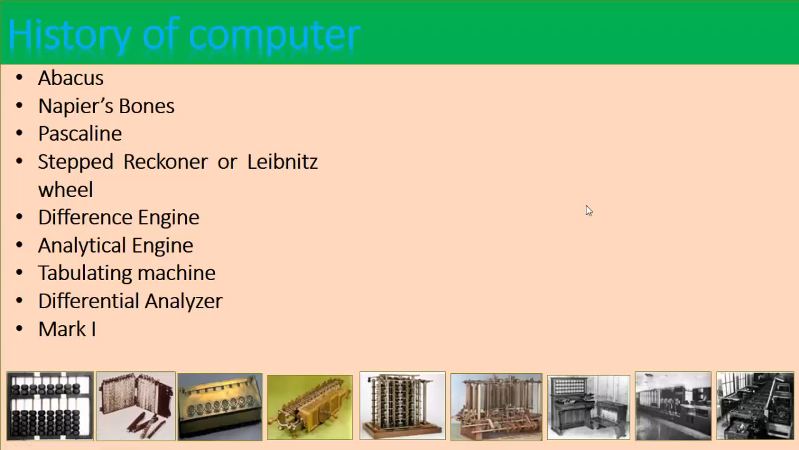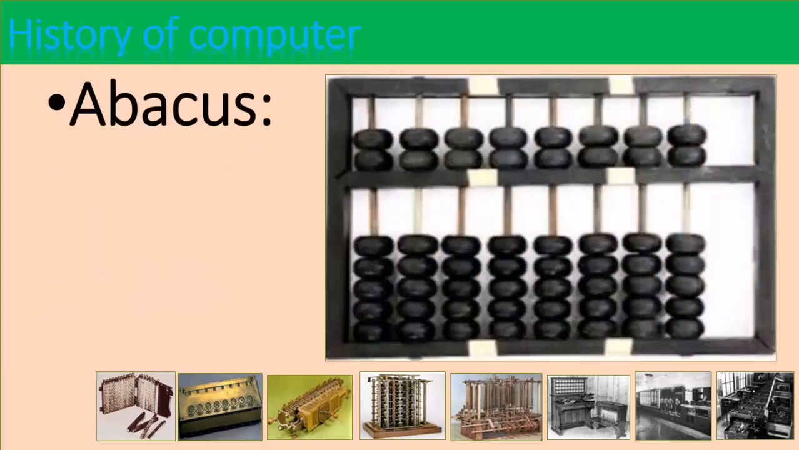Students, the computer's history starts from the abacus, and after that the Napier bones was introduced, and after that the Pascaline, and after that the stepped reckoner or Leibniz wheel, and after that the difference engine, and after that the analytical engine, and after that the tabulating machine, and after that the differential analyzer, and the last one was the Mark 1. We will discuss all of them one by one.